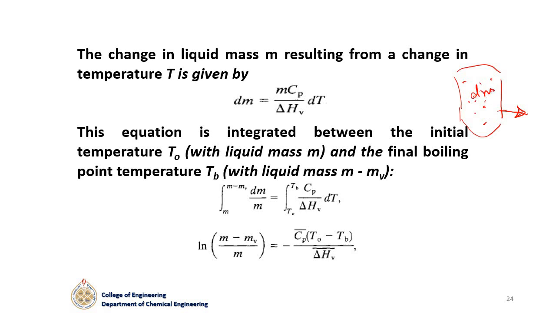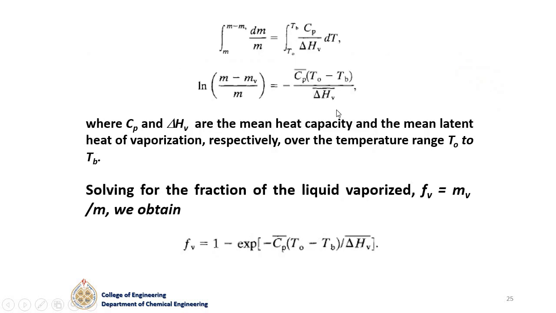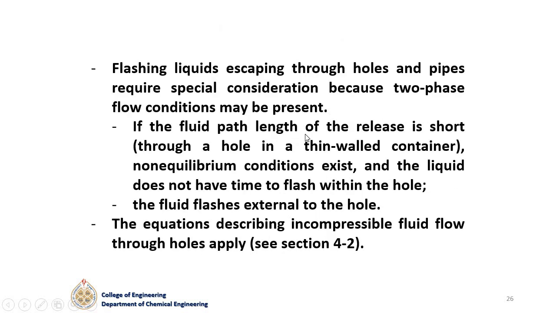And because there's a change in the mass, which also should be considered, this is the dm term here. If you go on and take the integration of both sides and do the division, you're going to get the fraction of the liquid vaporized, which is FV.